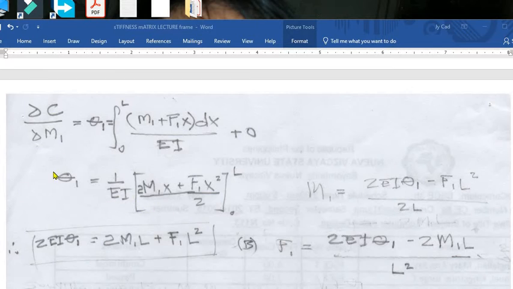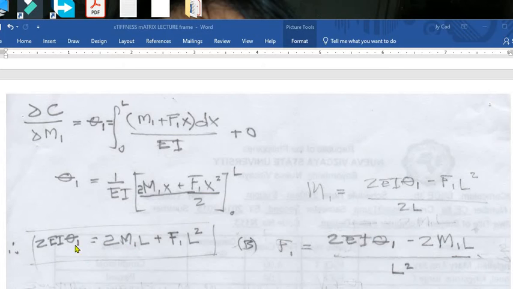So we now substitute L to this quantity, tapos yung 2ei transpose na natin dito. So therefore, 2ei theta 1 is equal to 2m1l plus f1l. And then, saan galing itong equation na yan? m1 is equal to, which is basically from this equation. So, in-isolate lang natin si m1.